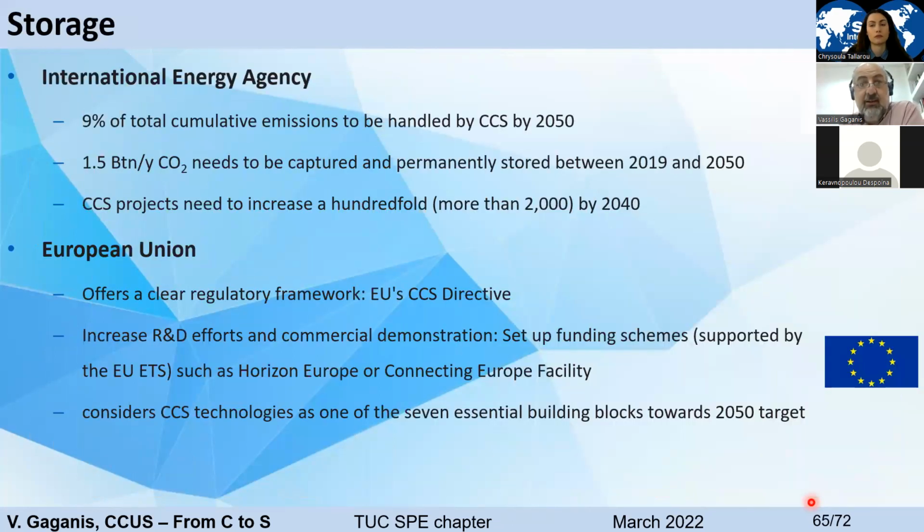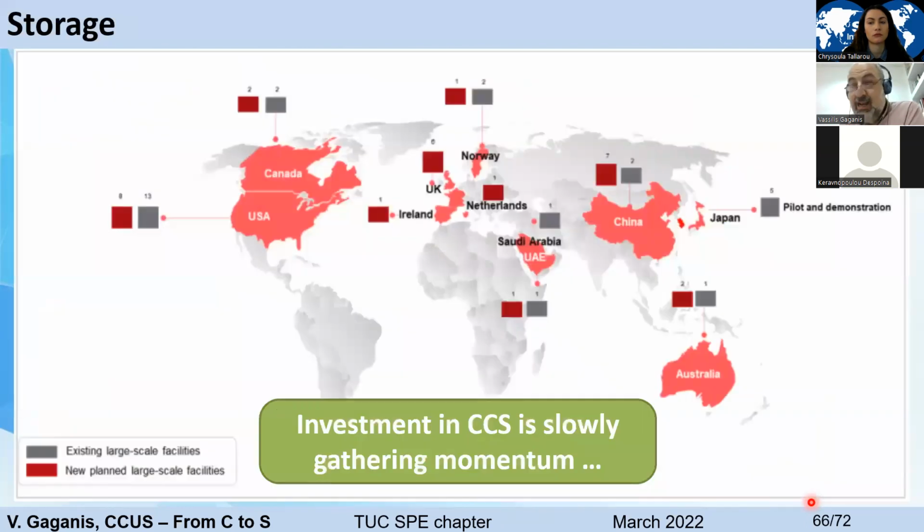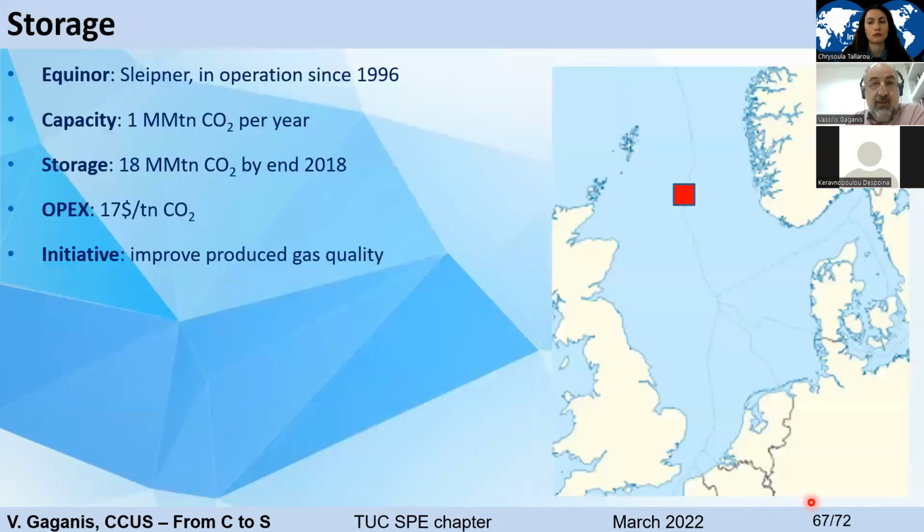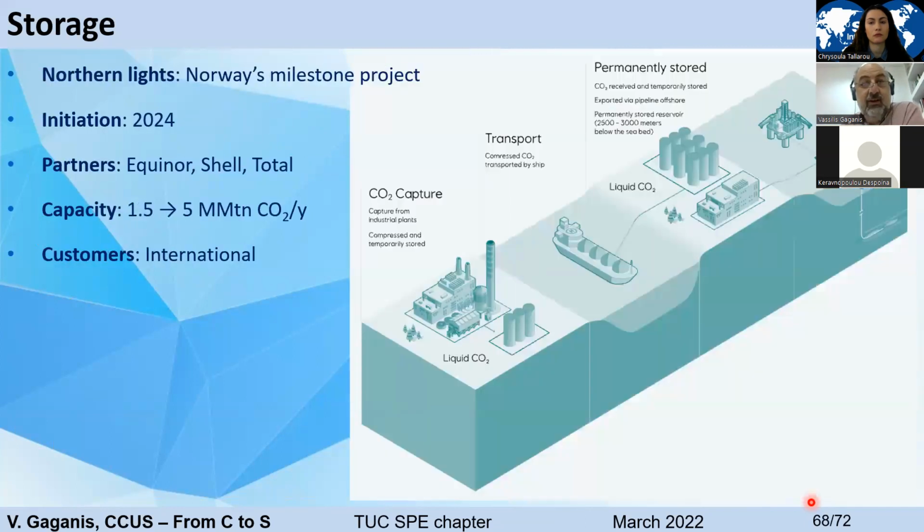This brings us to the conclusions. Now, there have been many actions from many associations like the IEA, like the European Union. Already quite many countries have been investing money into CCS. It's getting some momentum, the CCS business, but slowly. We already discussed Sleipner and what happens with that. And Northern Lights is currently a milestone project for Norway because they are aiming at storing 5 million tons of CO2 per year. Of course, we're talking about saline aquifers.